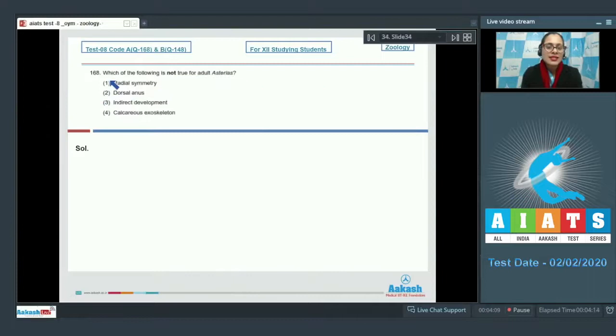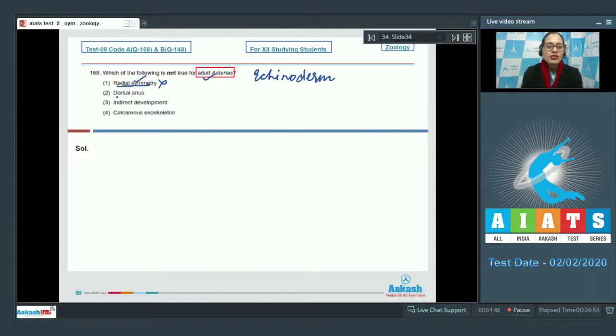Question number 168. Which of the following is not true for adult Asterias? It's an echinoderm. And the very first option given is radial symmetry, and this cannot be a correct answer because adult echinoderm or adult Asterias exhibit radial symmetry. Although their larval stages are bilaterally symmetrical, they exhibit retrogressive metamorphosis and their adult forms exhibit pentaradial symmetry.